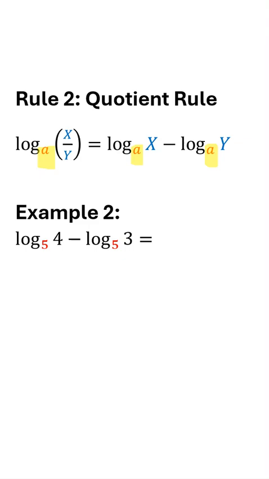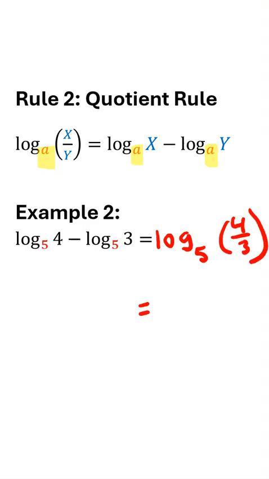So let's look at an example. Let's express these logs as a single log. Here we have log to base 5 of 4 minus log to base 5 of 3. So here we have log to base 5. The base will stay the same. And here we have 4 over 3.